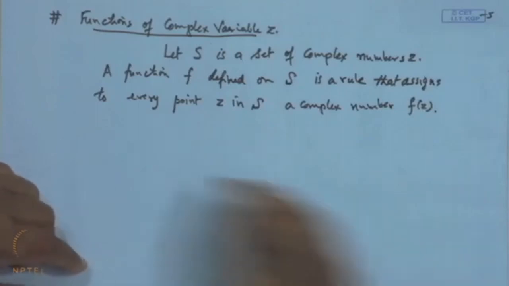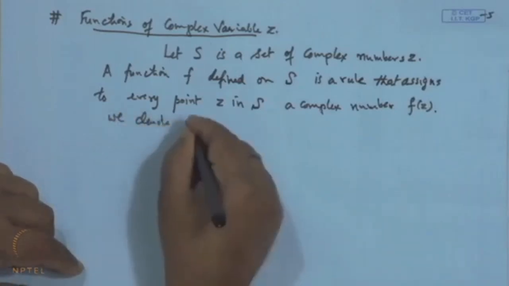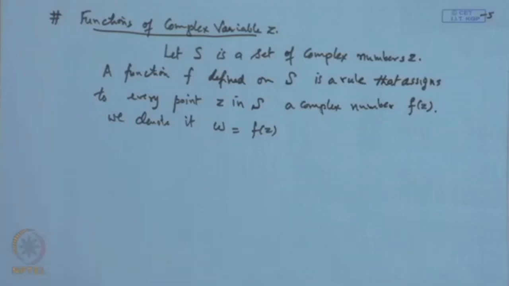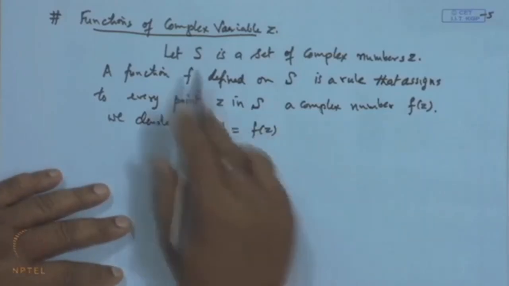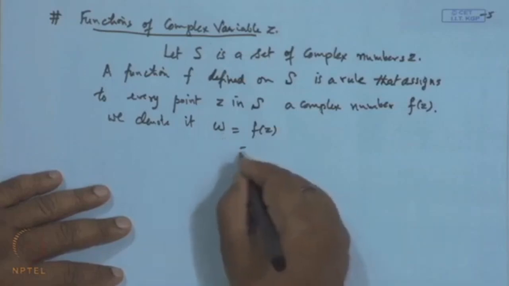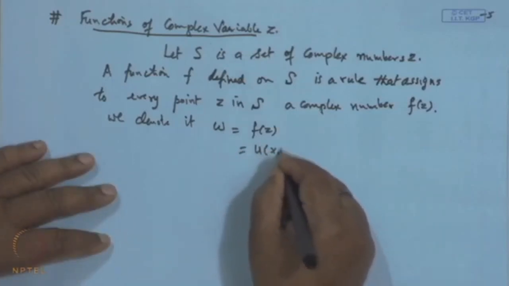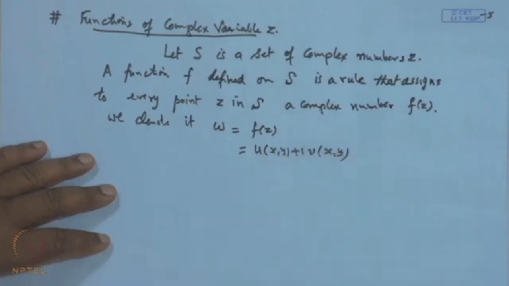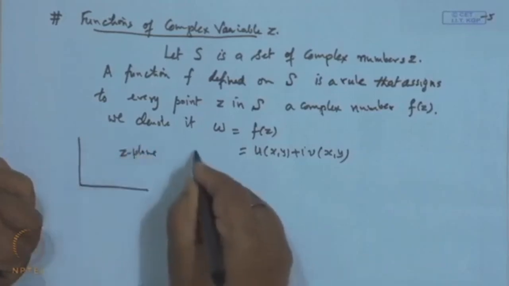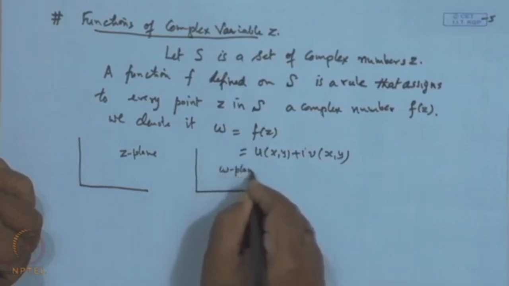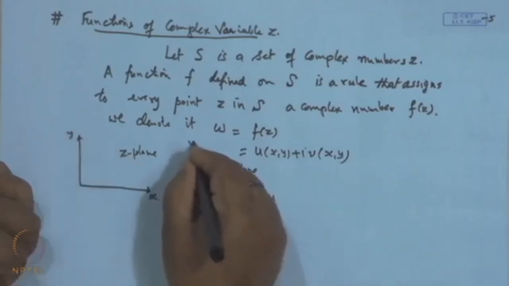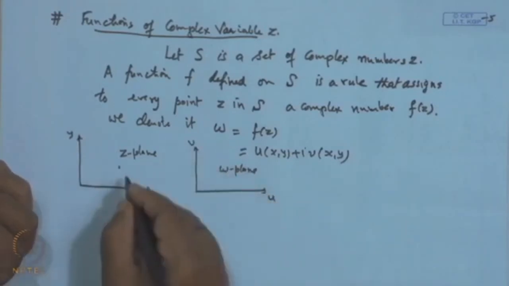Okay? We denote this as w equal to f(z), and z is a complex number, z equal to x plus iy, then this mapping will also be a complex number, and we say it is u plus iv, u(x,y) plus i v(x,y). So, if we have this z plane, here we have a w plane, this is the x axis, this is the y axis, this is the real axis, this is the imaginary axis, here is the u axis, this is the v axis. Then take any point here, say small z.